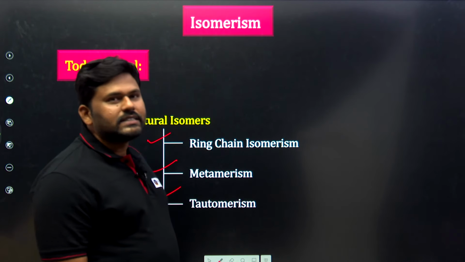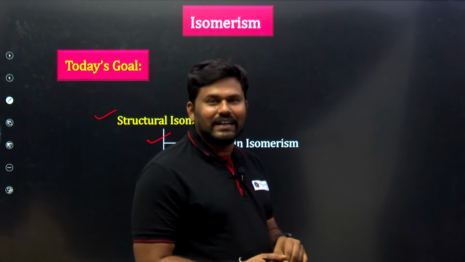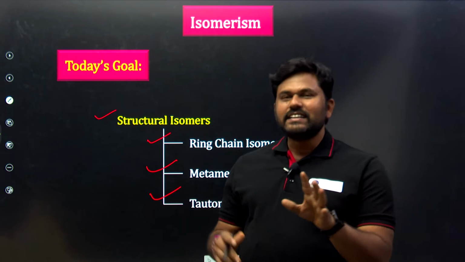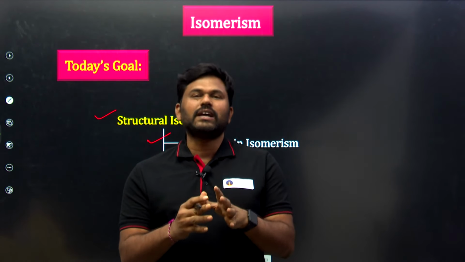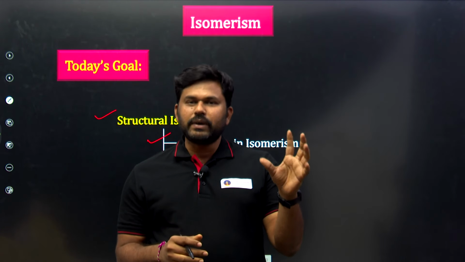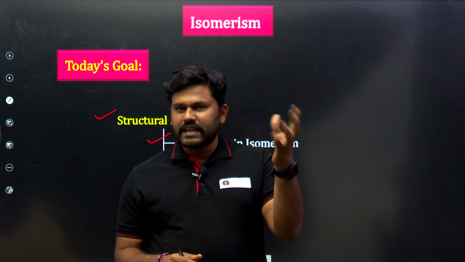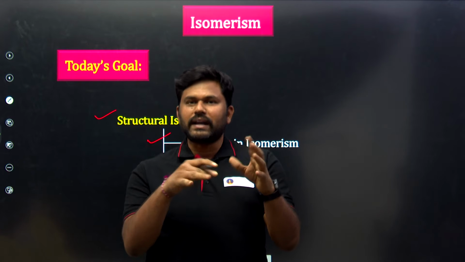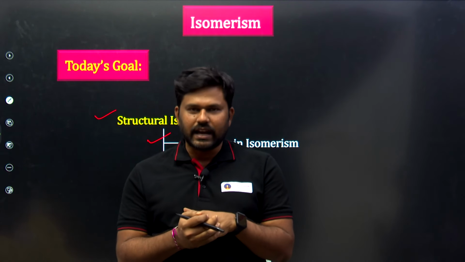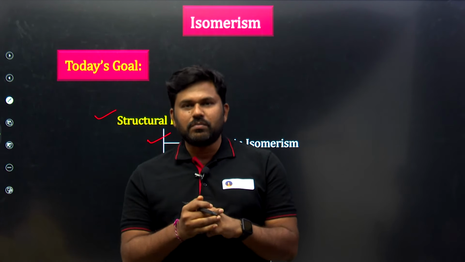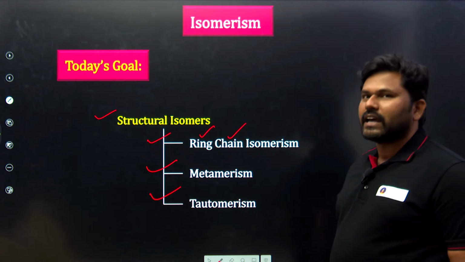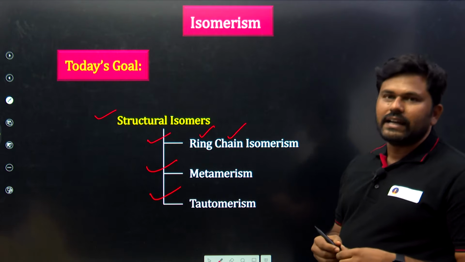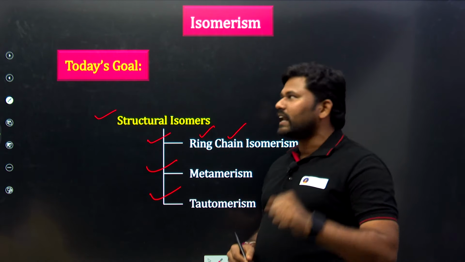Sir, what is ring chain isomerism? First of all, what are isomers? Again I am repeating, what is an isomer? Iso means same, and isomerism means they have the same molecular formula. With the same molecular formula, one structure will be a ring and another structure will be a chain. So these are called ring chain isomers.